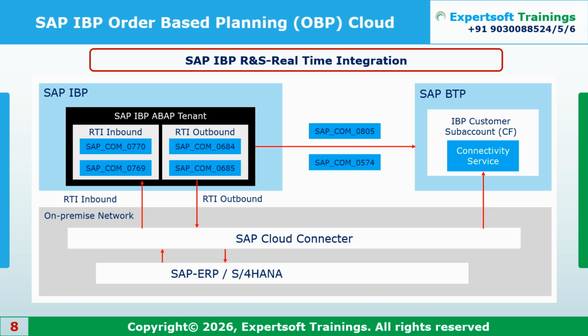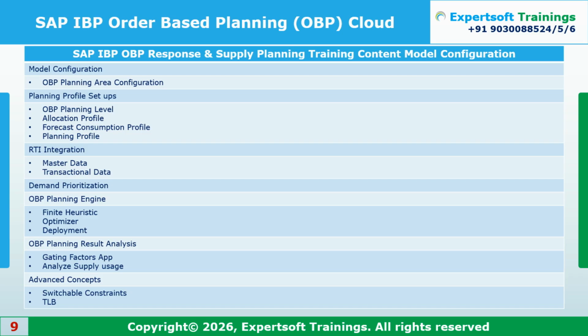So this is the content we are going to cover as a part of the training. First we'll start with the model configurations. Once you have authorized your model configurations, we'll jump into the OBP specific configurations, how to set them up, and then the different planning profiles depending upon the planning we do. There is the OBP planning level, the allocation profile when you're dealing with supply planning with allocation, and the forecast consumption profile. We also have a planning profile where you maintain what kind of planning you want to do.